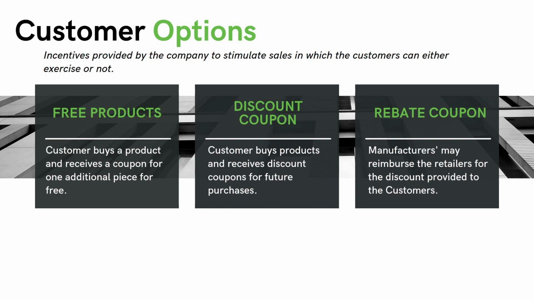Okay? So, with free products, you are given an additional product for free. With a discount coupon, you get discounts. For example, 50% discount on your next purchase, 300 pesos off on your next purchase, and so on. Next is rebate coupon. So, this is provided to retailers. So, there is a discount just for them. So, these are the 3 types of customer options that we will focus on and discuss in this video. Okay?